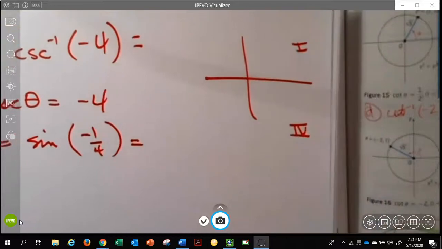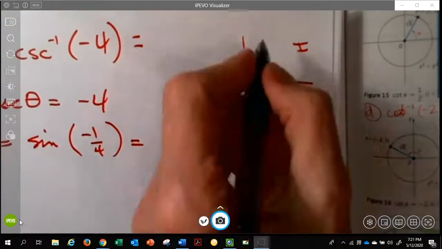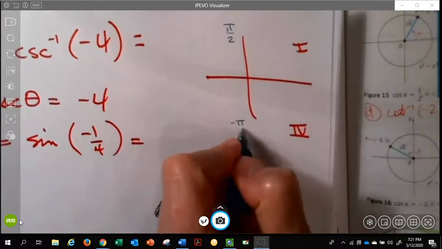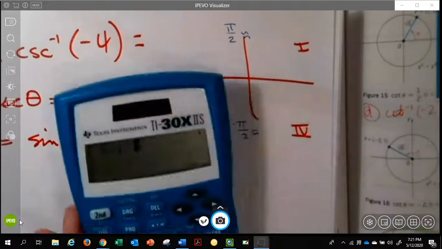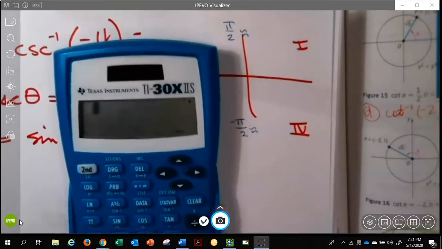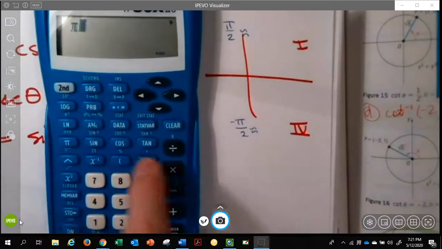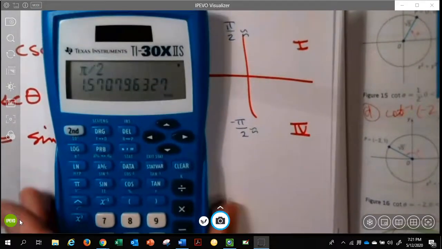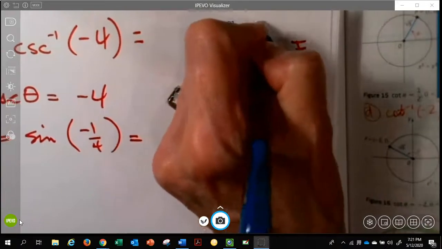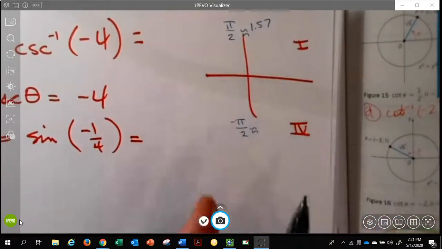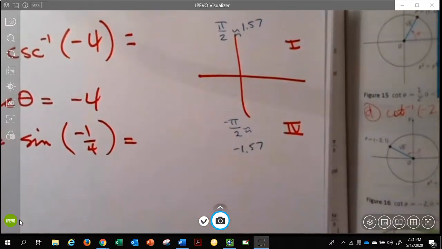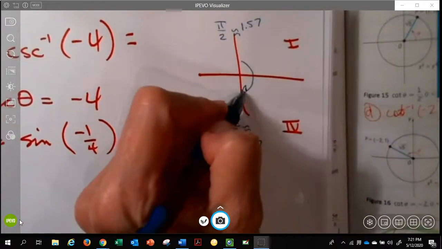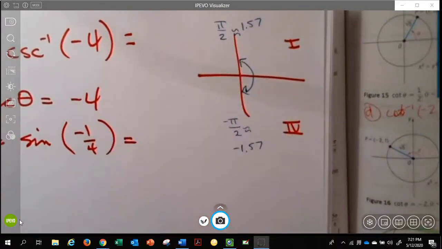Before I punch this into my calculator, remember that we're going from pi/2 to -pi/2. Pi divided by 2 is 1.57, and it would be really good if you would memorize this number. So 1.57 radians is as high as I can go, and -1.57 radians as low as I can go. Any number that turns up in between those two is acceptable, and I am done.